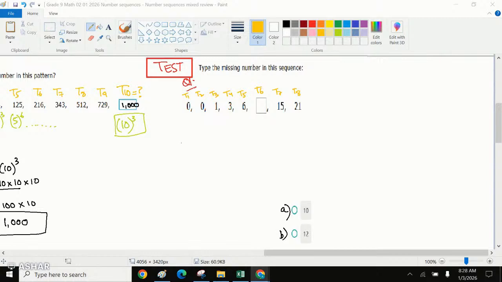Let's see first, right? The first term is 0. The second term is also 0. That means nothing is being added over here, but from term 2 to term 3, it changes from 0 to 1. That signifies that something is there.